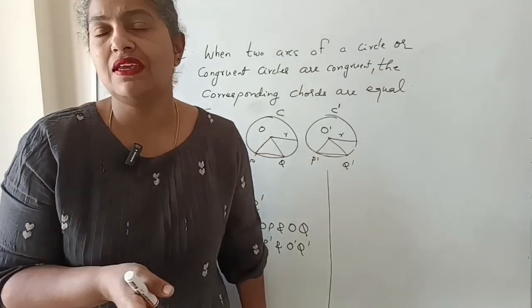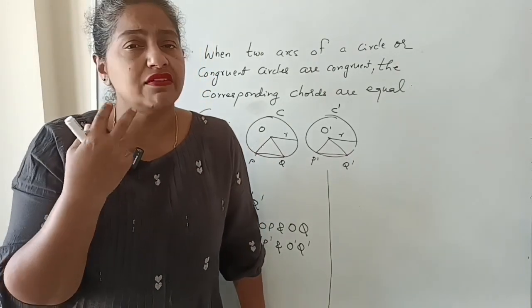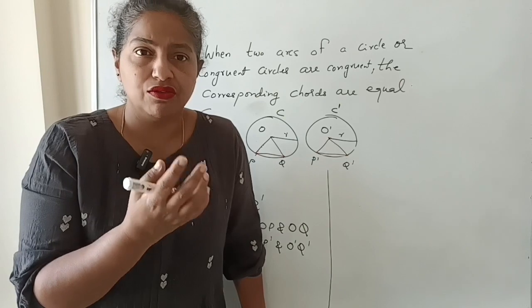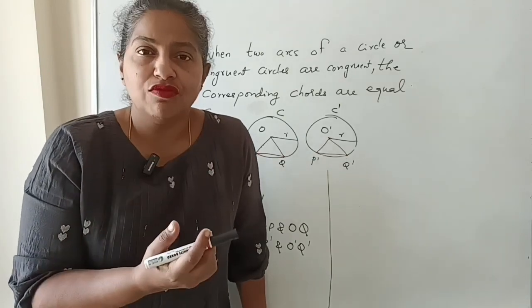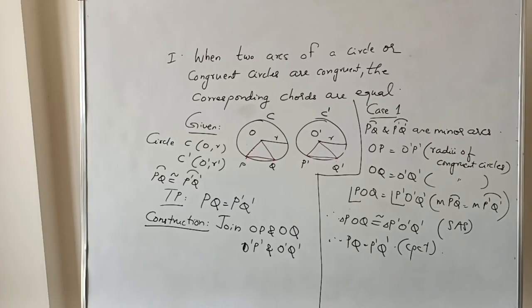And trust me, this is a very easy proof. The only thing is that you have to do it in two parts. You don't have to get very upset about it. Just carry on with the proof. It is a very easy proof. It is basically only the congruence.